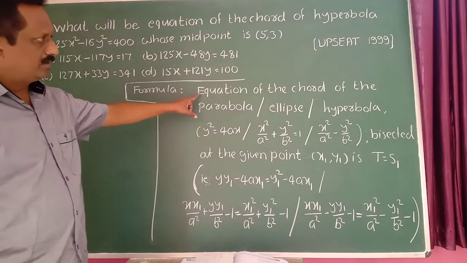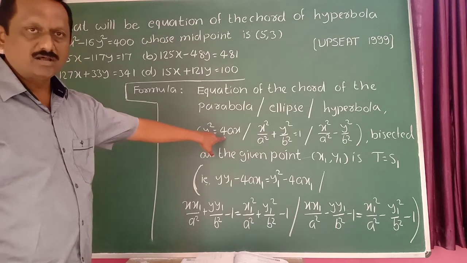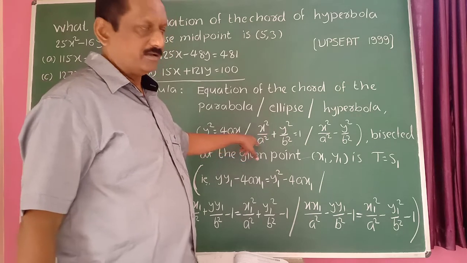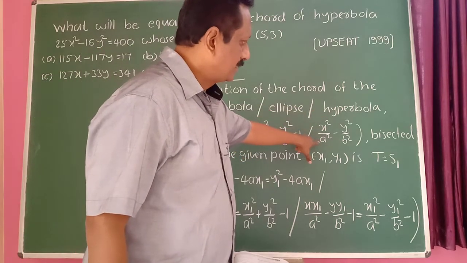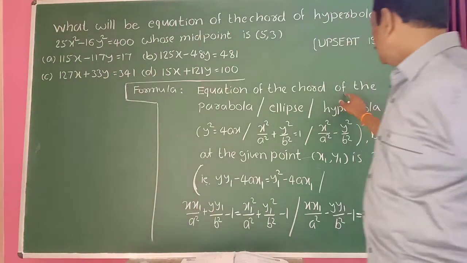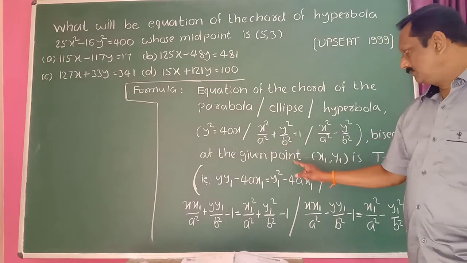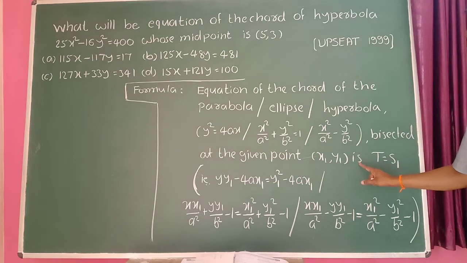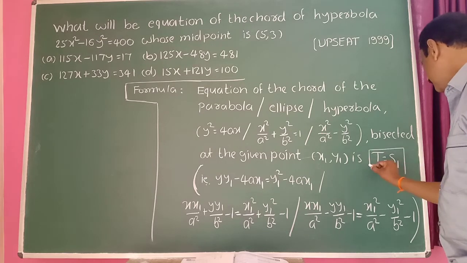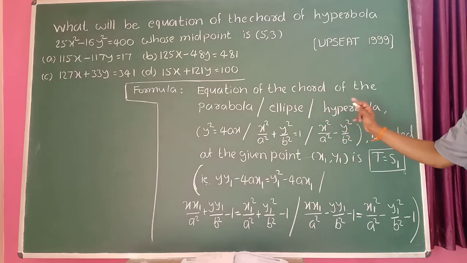So, the equation of a chord of the parabola, where the equation of the parabola is y² = 4ax, or the ellipse, where the equation of the ellipse is this, or the hyperbola, where the equation of the hyperbola is this. The equation of the chord at the given midpoint (x1, y1) is T = S1. This is an important result, and it is useful for the parabola, ellipse and hyperbola.